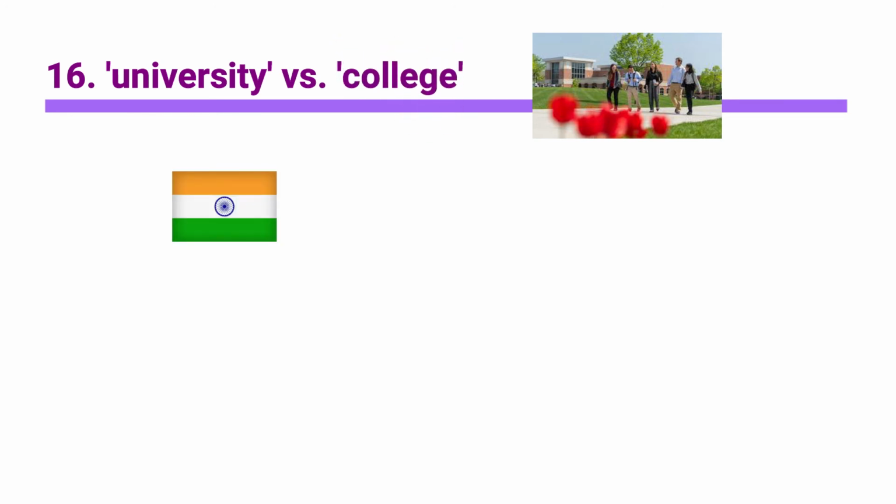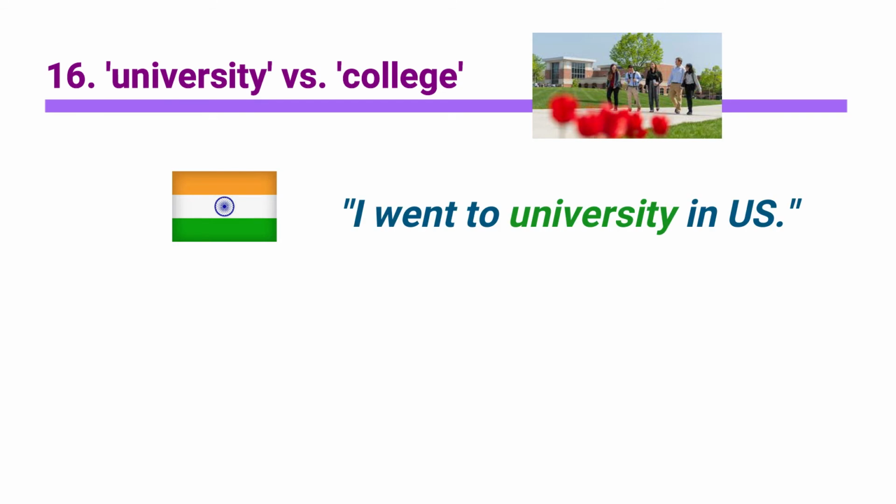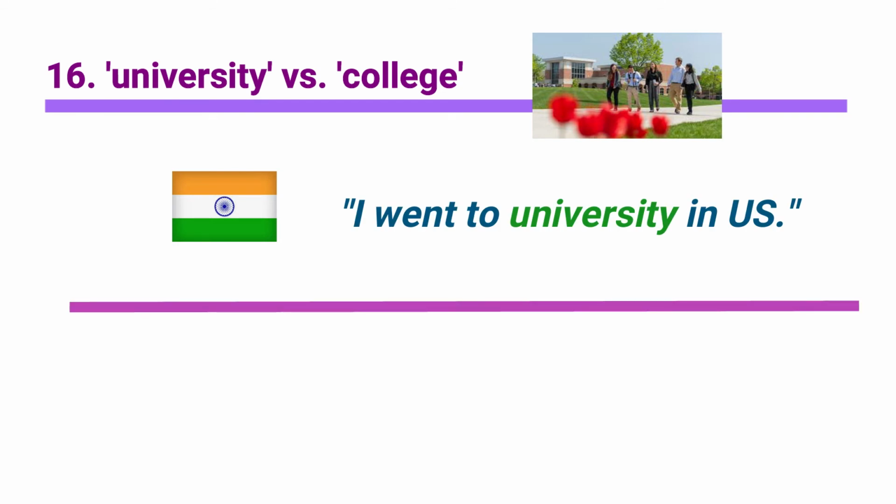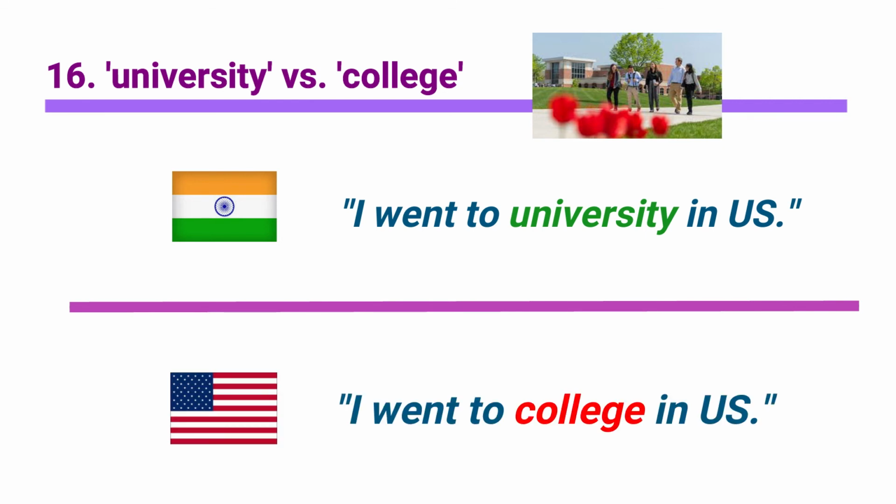Next is a sentence involving the nouns of university and college. My friends from India tend to say, "I went to university in US." And my American friends would say, "I went to college in US." It is so interesting, isn't it?